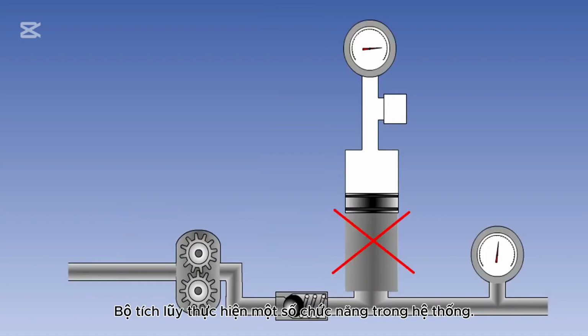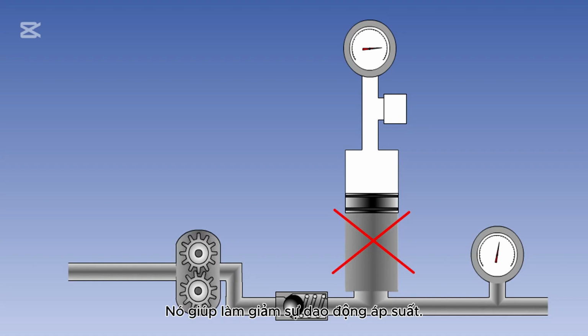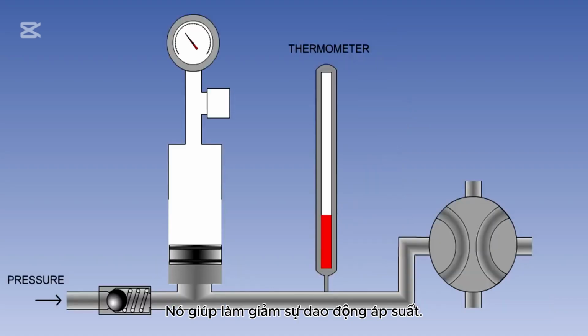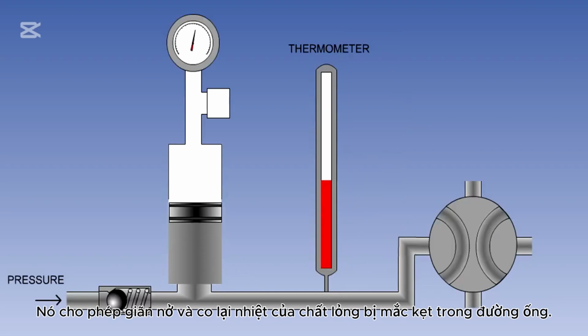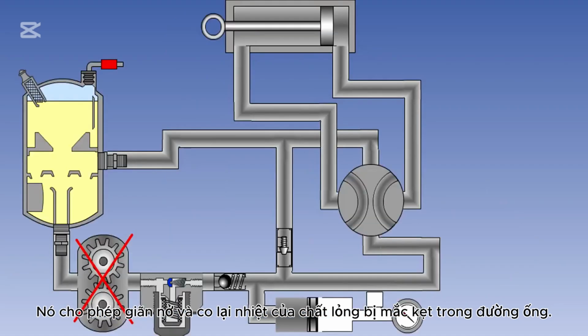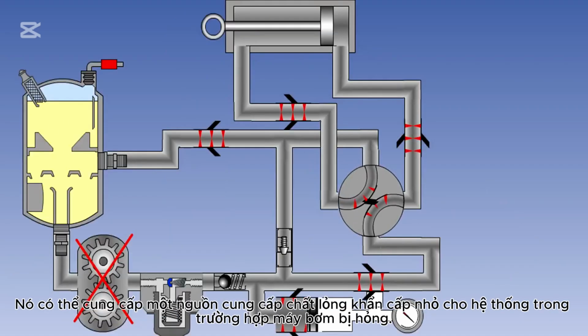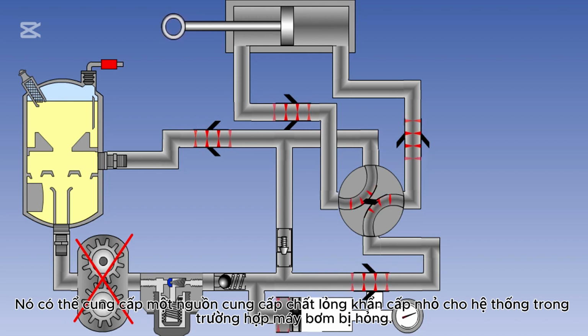The accumulator carries out a number of functions in the system. It helps to dampen out pressure fluctuations. It allows for thermal expansion and contraction of fluid trapped in the pipes. It can provide a small emergency supply of fluid to the system in the event of pump failure.